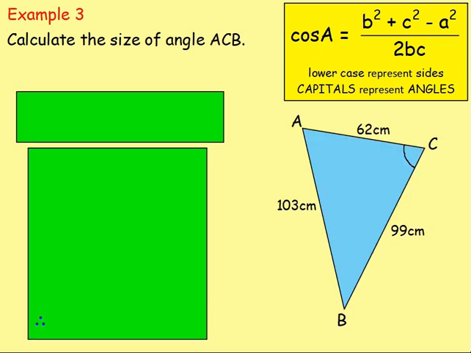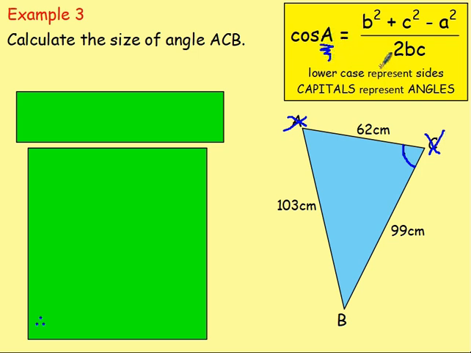Example 3. Calculate the size of angle ACB. So angle ACB is going from A to C to B. So it is this little angle here that I have highlighted. A lot of the time in the exam, in a prelim, in a question, they will give you letters to try and confuse you, and they'll mix it up. Here it's the C we're wanting, but our formula is cos A.